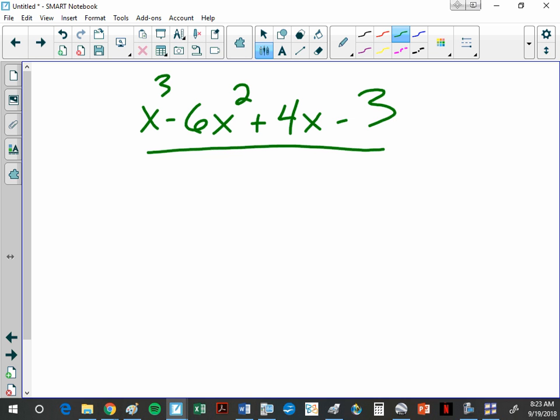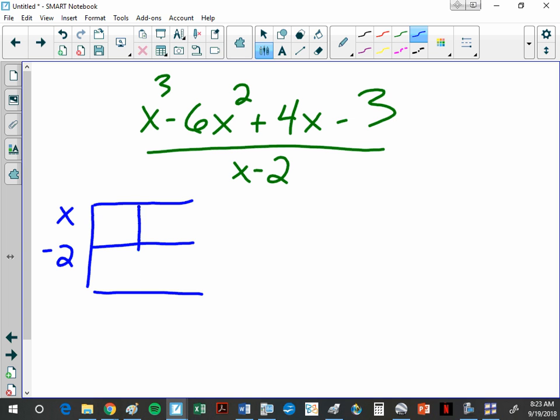and I wanted to divide that by x minus 2, then I put x minus 2 on the left. I don't know how many columns there are going to be, but I bring down the first term and put it there. And then x times what is x to the third? That would be x squared. And then x squared times negative 2 is negative 2x squared.